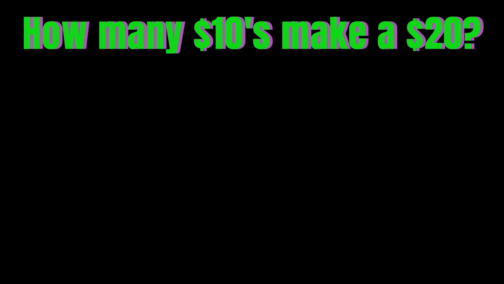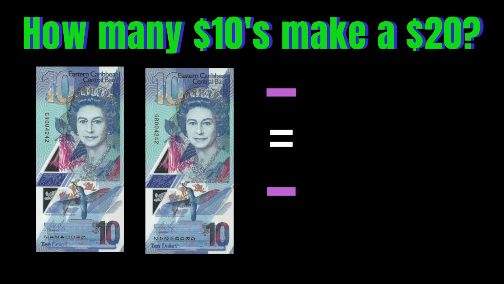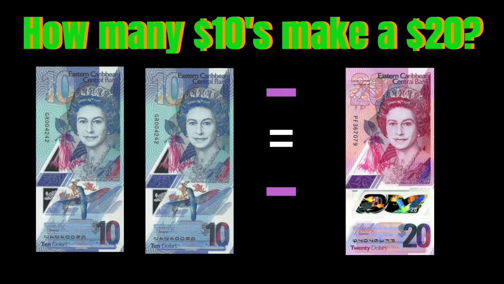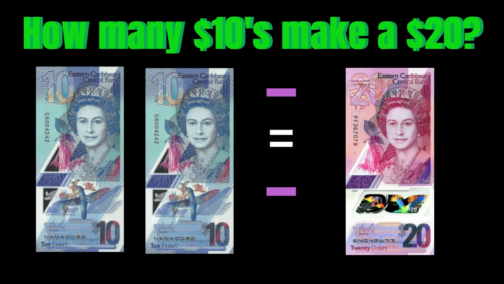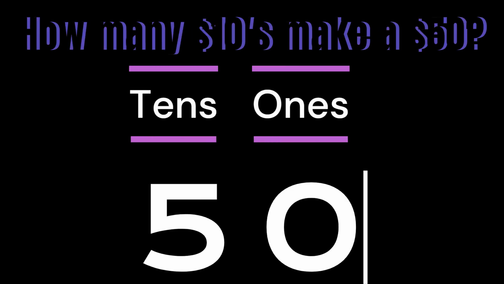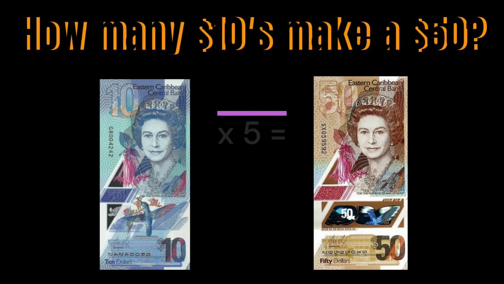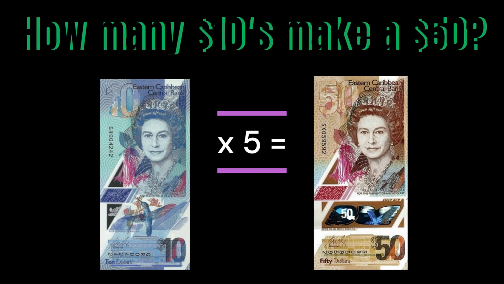How many tens make a 20? 2 tens. 10 plus 10 equals 20. How many tens make a 50? It's easy to recognize because we have two places in the number 50. We have ones and we have tens. So there are 5 tens in 50. See how easy it gets, girls and boys, when you know your place value?